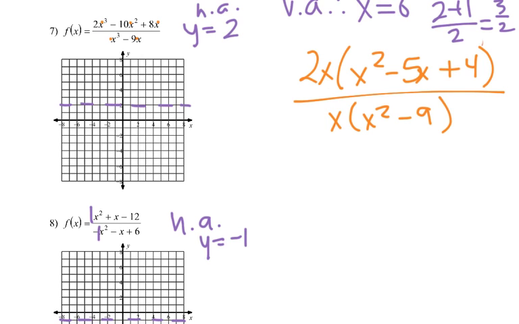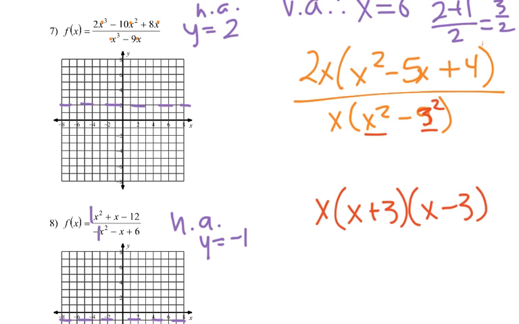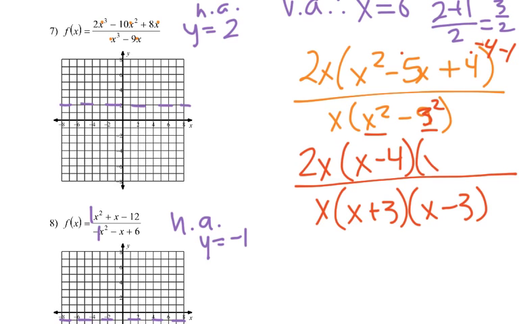Two things to notice here. Difference of squares: 9 is like 3 squared, so the bottom would be x times x plus 3 times x minus 3, because that's what we do on a difference of squares. The top, factors of 4, would be negative 4 and negative 1, so I get 2x times x minus 4 times x minus 1. Now notice the only thing that eliminates is x's, so we have a hole at x equals 0.